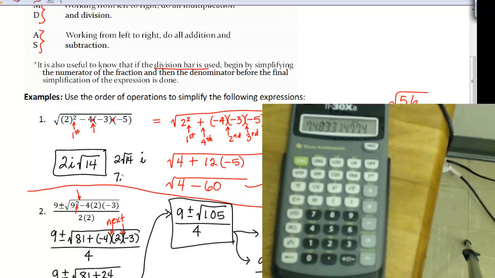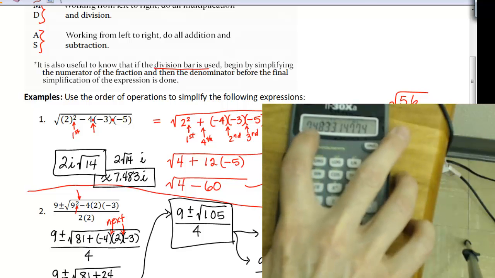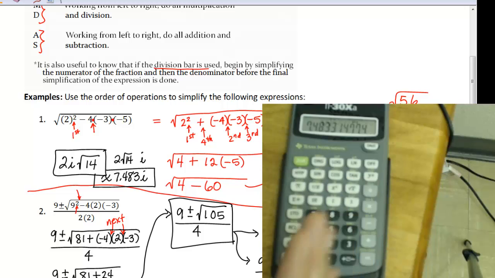7.483 i, and that's an approximation, so I'm going to put it with the approximately equals, and I'm rounding 1, 2, 3 to the 3 there, and the following number is a 3, so I'm going to leave it as a 3 in my rounded form.